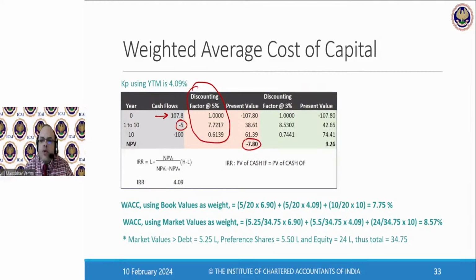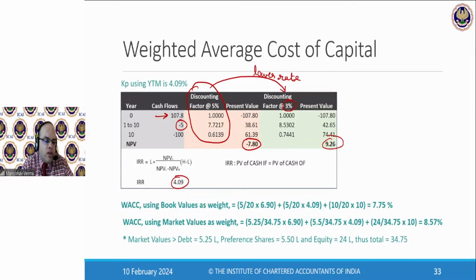Negative. For getting a positive present value, I'm forced to take a lower rate now. I have to take a lower rate. So second NPV, I calculated using 3%, and hence I got a positive value here. So at 3% it is 9.26, at 5% it is 7.80. Applying the same formula, we're getting 4.09 here.